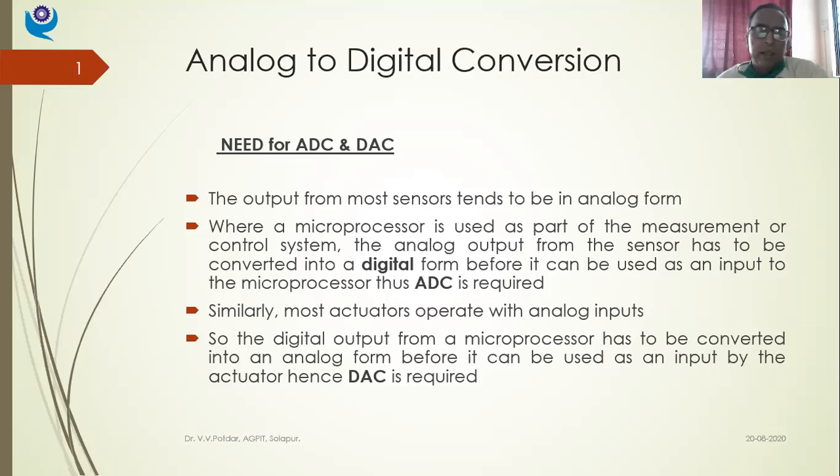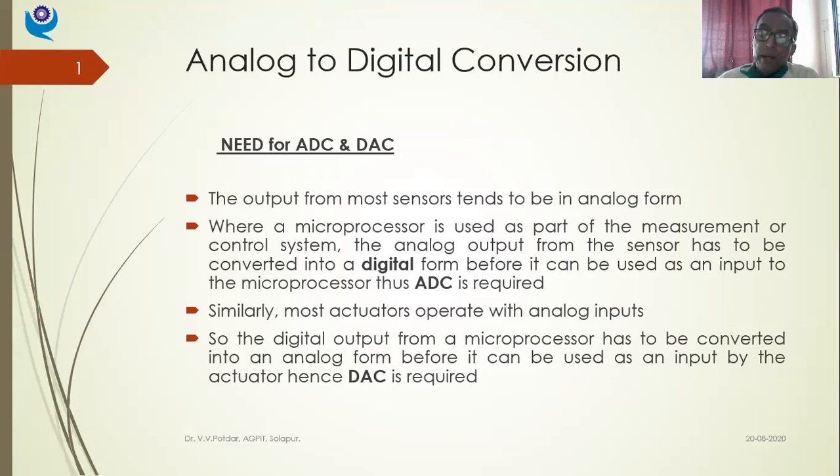And after the signal is converted into digital form, this microprocessor or microcontroller receives that signal, processes it as per our requirement, as per my control logic, as per my sequential logic. Whatever is my process requirement, the microprocessor processes that digital signal and gives out a digital output. Now, this output needs to be given to the actuator.